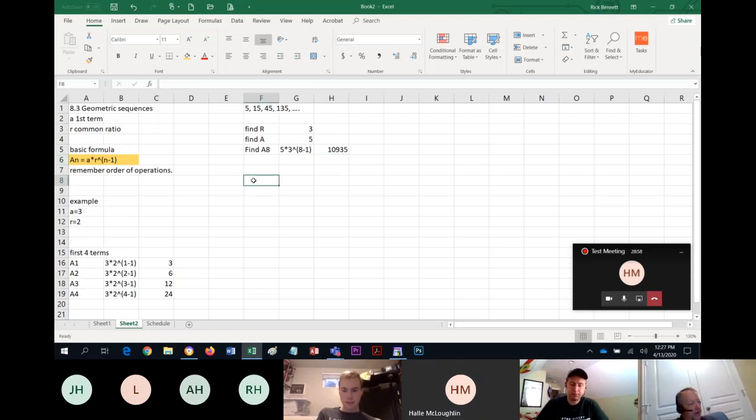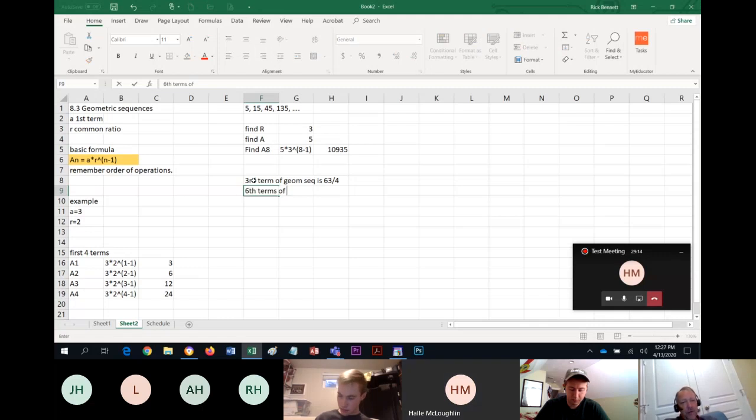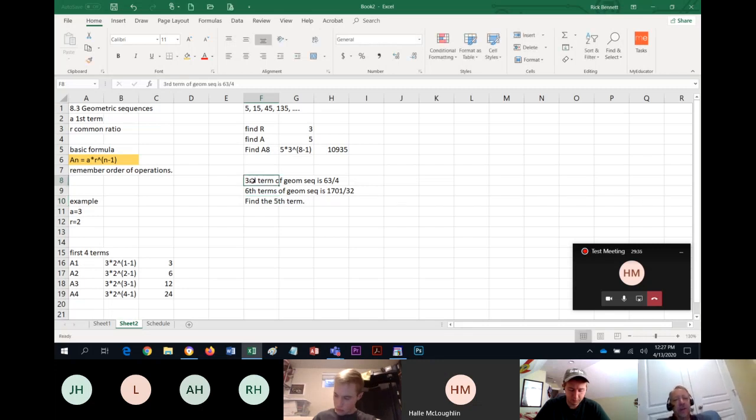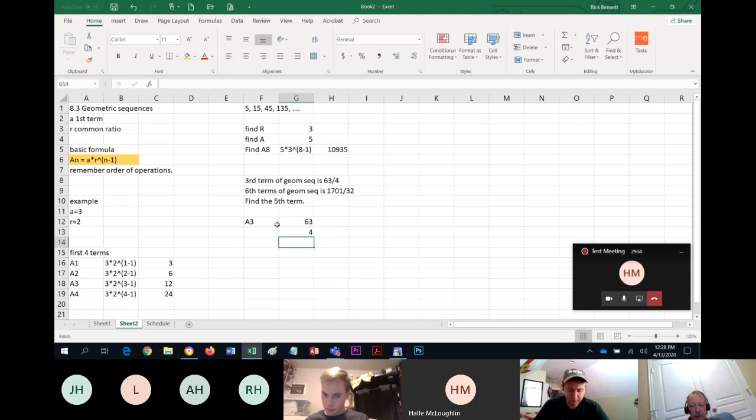Now let's do one that's even better. What if I told you that the third term of a geometric sequence is 63 divided by 4, and the sixth term of the geometric sequence is 1701 divided by 32, and then I said, find the fifth term. Because these are geometric, and because this is probably my favorite formula of this section, one way I could write this is A sub 3 equals 63 divided by 4. I'll make that a fraction.